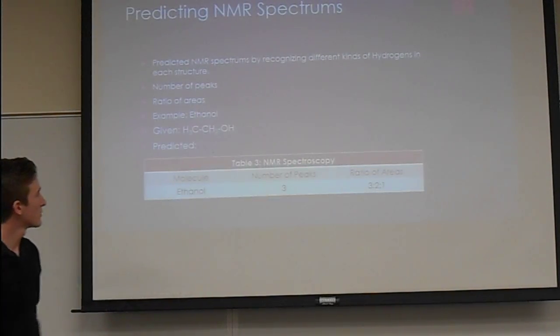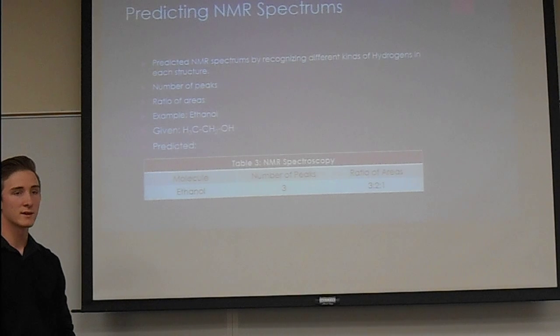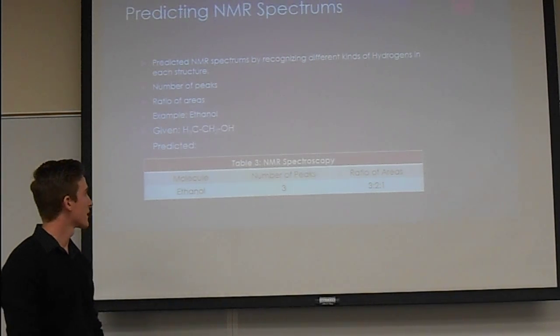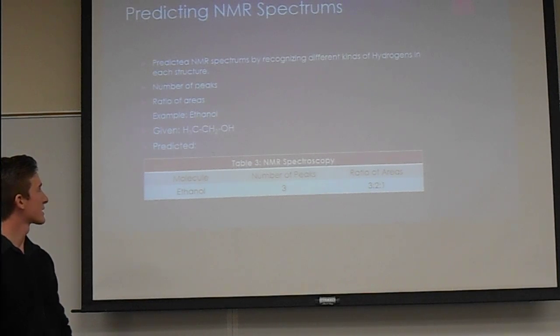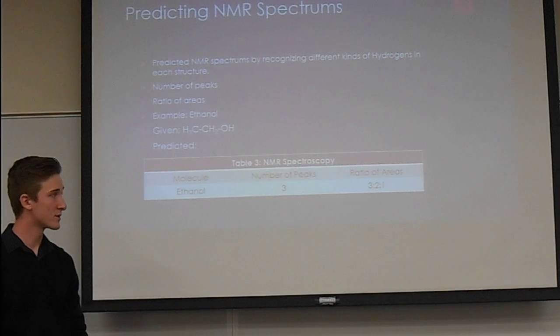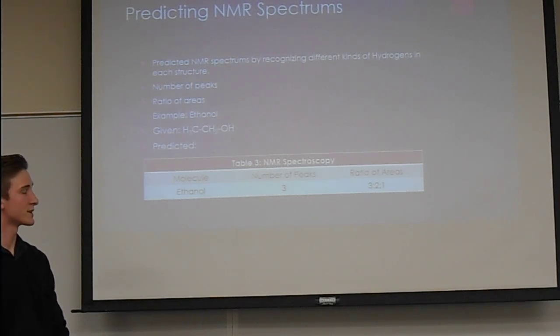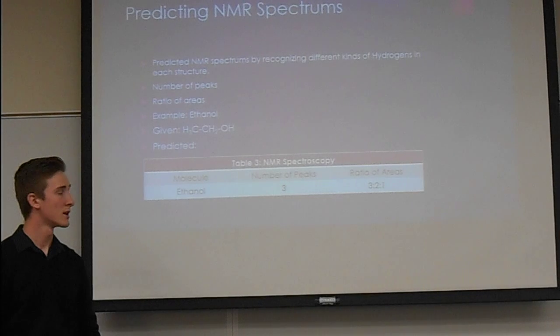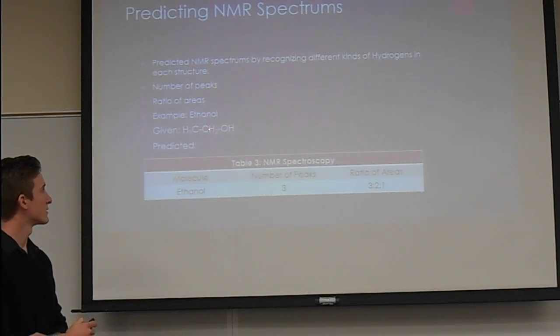So then we would look at the Lewis structure to predict the NMR spectra. We would look at the different kinds of hydrogen to predict the number of peaks and the ratio of areas. Again, I used ethanol, and we could see that here there's a CH3, a CH2, and then an OH, therefore bringing us 3 peaks and a ratio of 3 to 2 to 1.